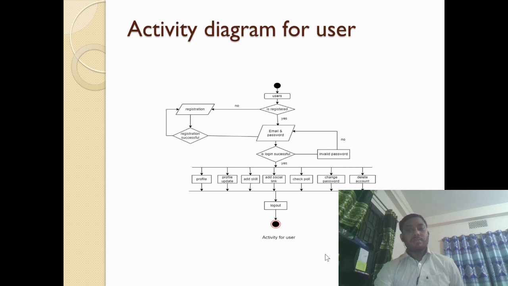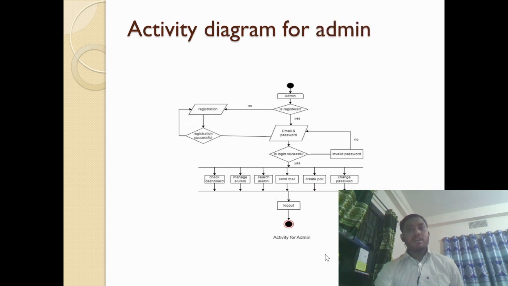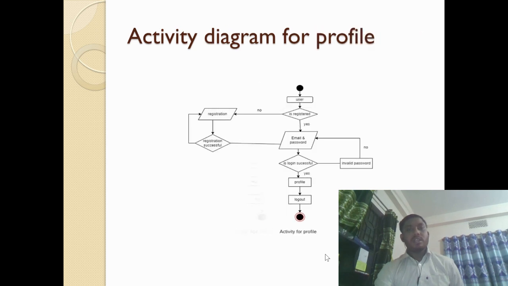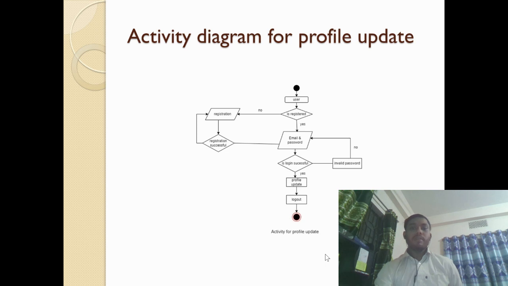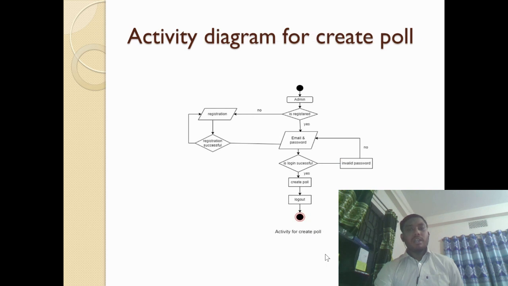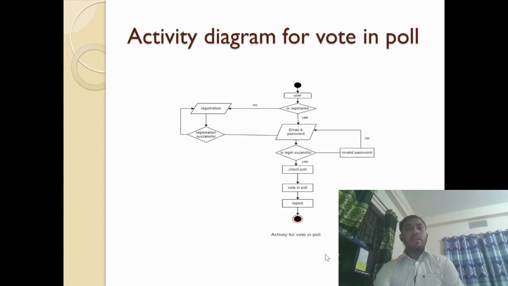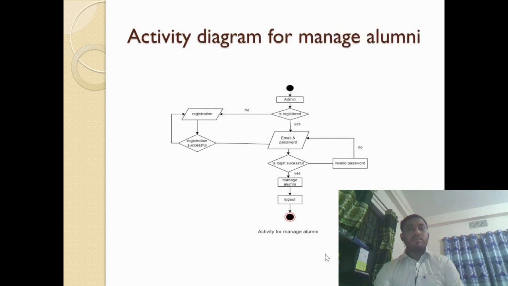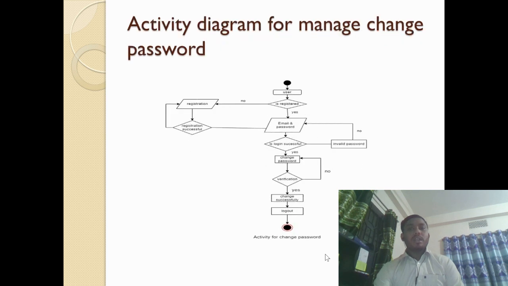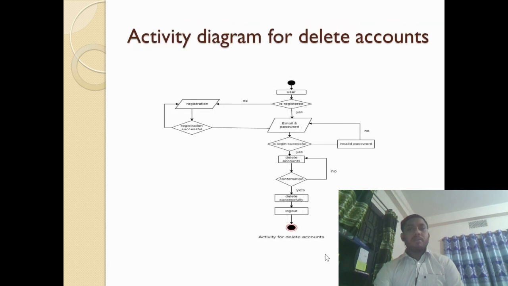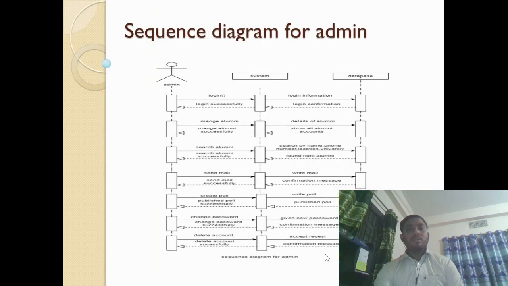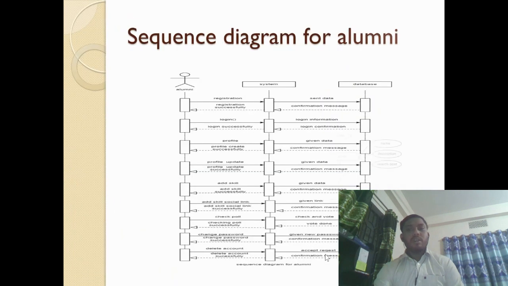And here is the activity diagram of the user. That is the activity diagram of admin, activity diagram for login, registration, profile, profile update, add skill, social link, create poll, check poll, vote in poll, manage alumni, search alumni, send mail, manage and change password, delete accounts, and sequence diagrams for authentication, logout, admin, and alumni.